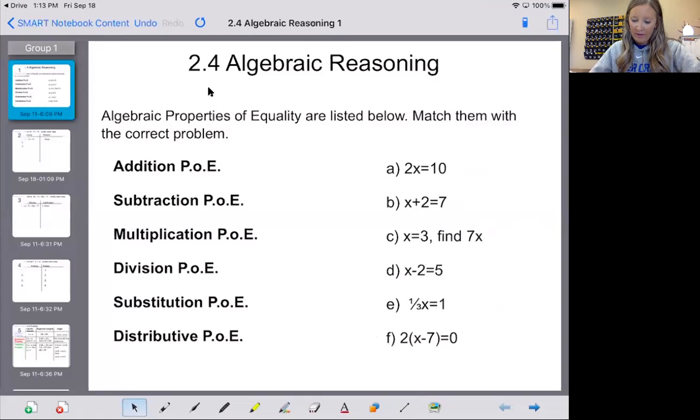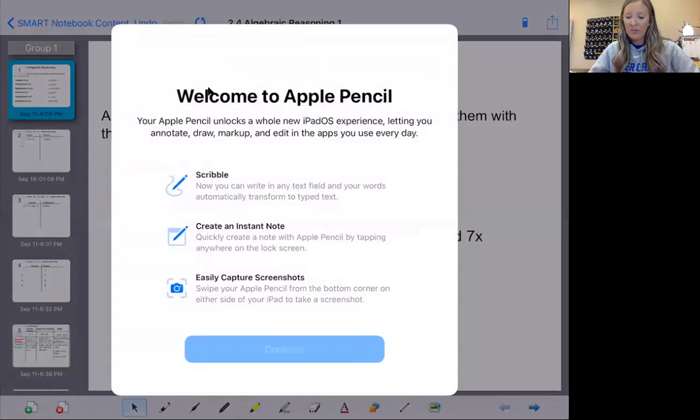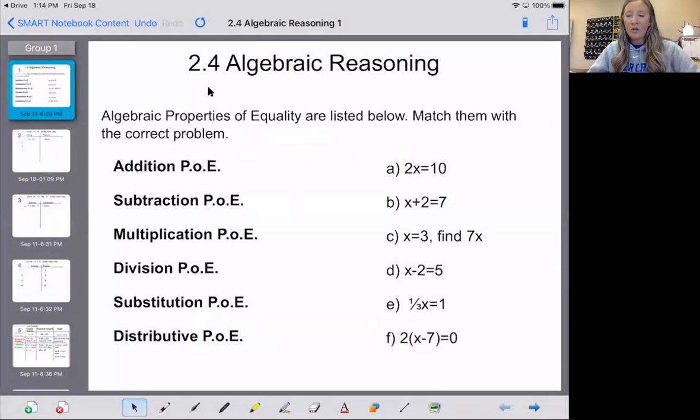So if you look at the first letter A over on the right-hand side, it says 2x equals 10. What you need to think about is what property would you need to use in order to actually solve that problem. So to get the x by itself, you would, of course, divide by 2. And so that is going to be the division property of equality. So this would be letter A. All right, part B, you would need to subtract 2 to both sides, right? And so that would be the subtraction property of equality.